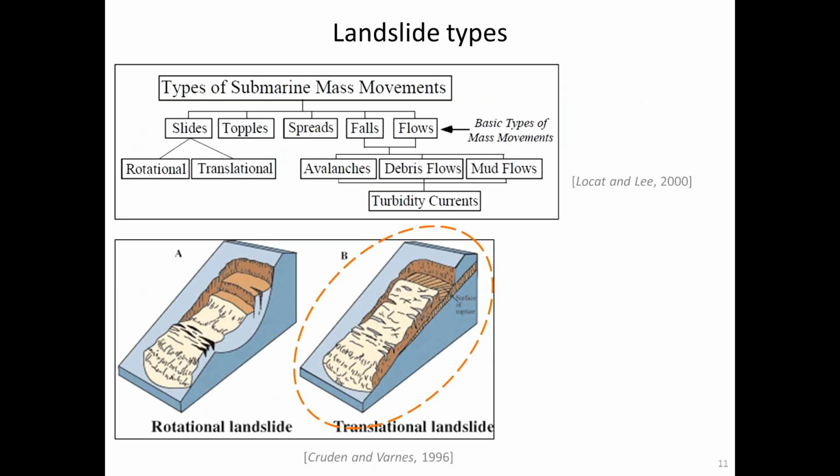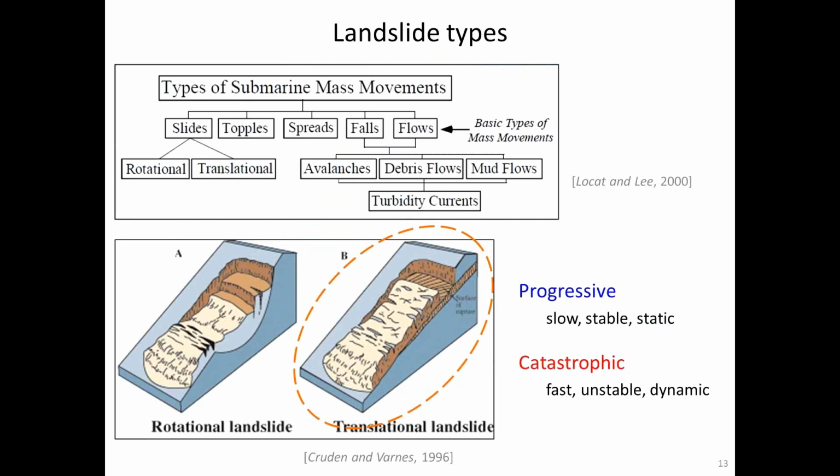But in terms of the geometry of the landslide, we can say that landslides are going to be either rotational landslides or translational landslides. Rotational landslides are basically where the slip surface and slope surface are not parallel, so typically sliding surfaces have a circular shape. The translational landslide is when the slip surface and the slope surface are nearly parallel. So many submarine landslides can be categorized as the translational type.